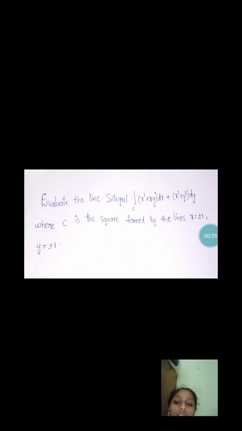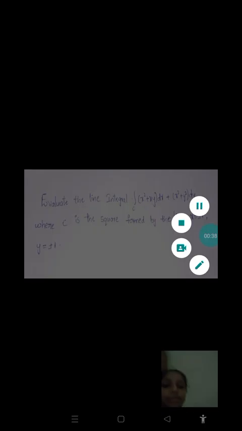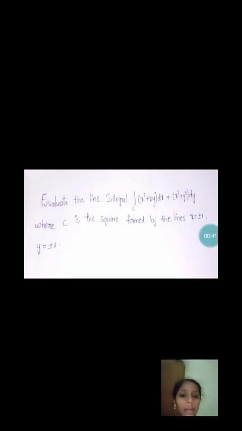Today my question is: evaluate the line integral of (x square plus xy) dx plus (x square plus y square) dy, where C is the square formed by the lines x equal to plus or minus 1 and y equal to plus or minus 1. Again, the question is (x square plus xy) dx plus (x square plus y square) dy.